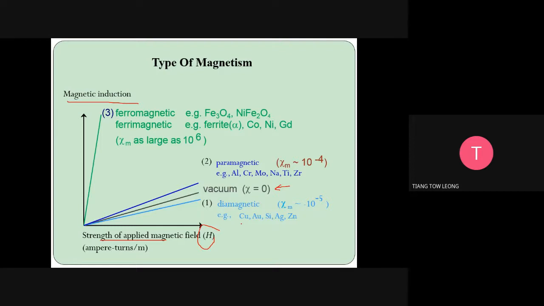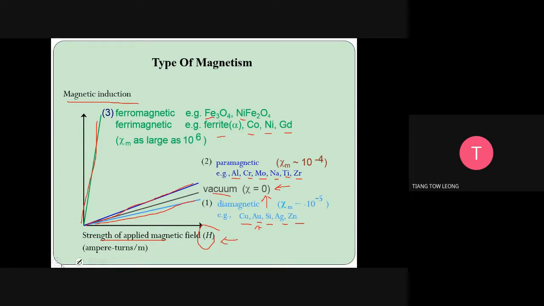If let's say we use copper, gold, silicon, silver, zinc, compared with the vacuum, karakteristik dia kat bawah sikit. If let's say we use aluminium, chromium, sodium, titanium, compared with the vacuum, it is a little bit higher. If let's say we use iron oxide, nickel iron oxide, cobalt, ferrite, nickel, cadmium, ini adalah dia punya karakteristik.